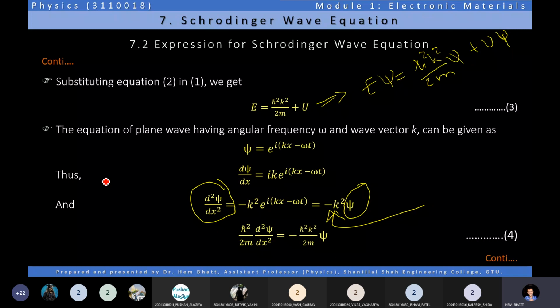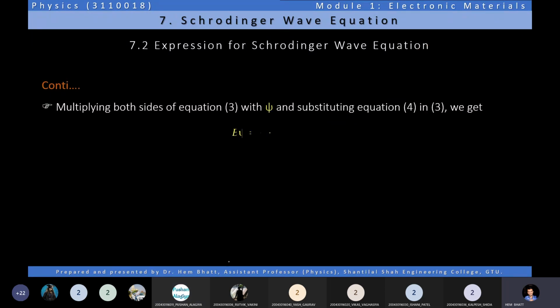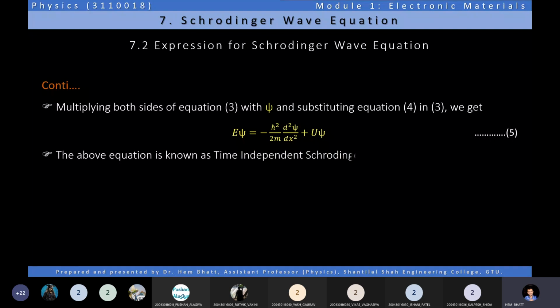Now what do you have to do? Now see this part. You can replace this part with this value, isn't it? So what comes? Minus h cut squared by 2m psi. Very good. So you should be getting this equation, right? And this is the Schrodinger equation, the time independent Schrodinger equation, because there is no t, so it is time independent.